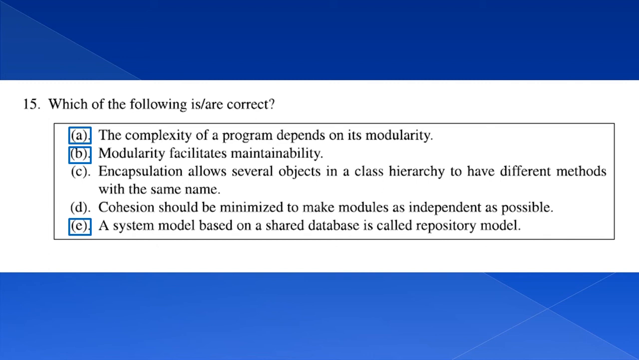And D says cohesion should be minimized to make the modules as independent as possible. No, cohesion should be high. When the cohesion is high, a module can run on its own. They have their own methods, right? So when the cohesion is high, modules are very independent. So D is incorrect because it says cohesion should be minimized. No, right?